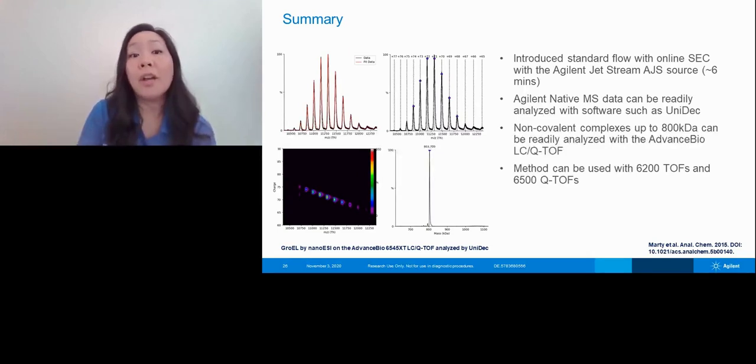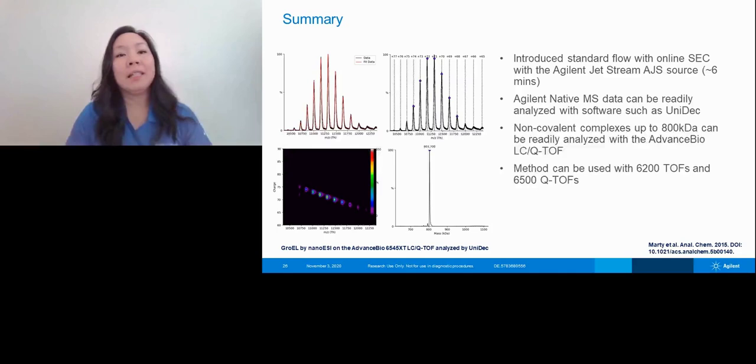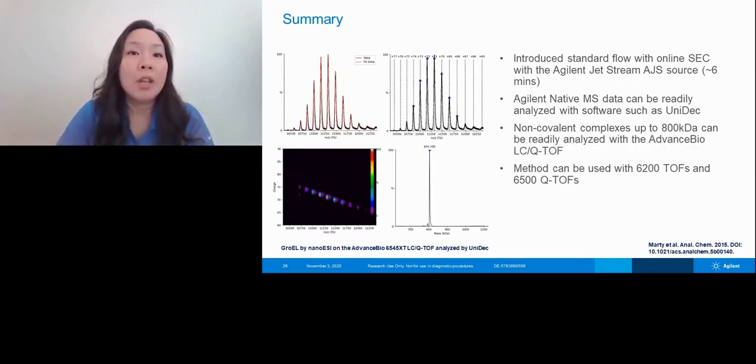So with that, I'd like to go ahead and summarize what we talked about briefly today. I introduced you to our standard flow approach with online size exclusion chromatography with the Agilent Jet Stream source, which is about 6 minutes long. And the data can be readily analyzed using UniDec or with our BioConfirm software.